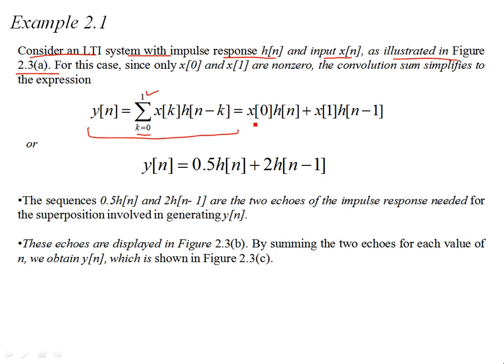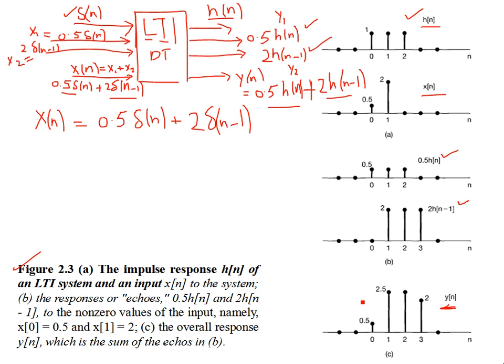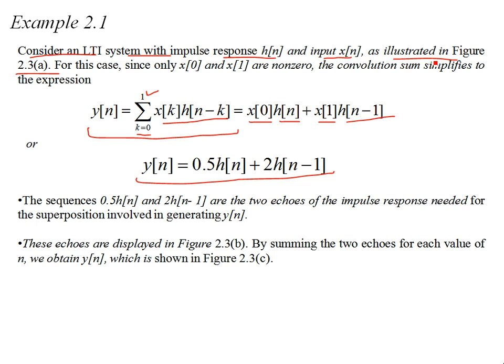If you expand this, there are two terms, because these two are functions of k and the summation is over k. So this is x0 h of n, plus x1, where k is 1, h of n minus 1. The expression for y of n is what you see in the graphical output y of n. So y of n is the summation of these two outputs, 0.5 h of n and 2 h of n minus 1, where h of n is depicted like this. You add them and you get y of n.